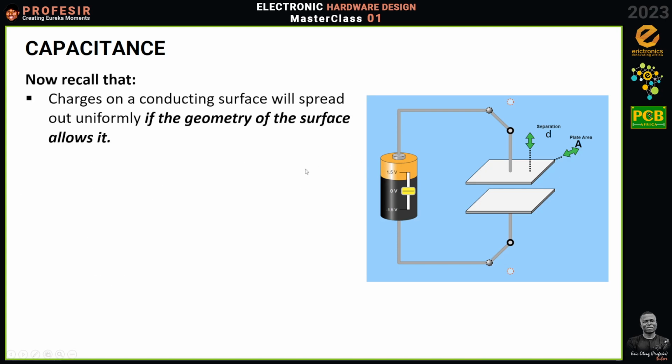Before we get to that, let's recall some stuff that we need. In the previous sessions, we said that charges on a conducting surface will always spread out uniformly if the geometry allows it, right? Because when you put charges of the same kind on a surface, they begin to repel each other. The repulsion will move the charges apart until there is no more room to occupy, then they will attain equilibrium. Is that okay?